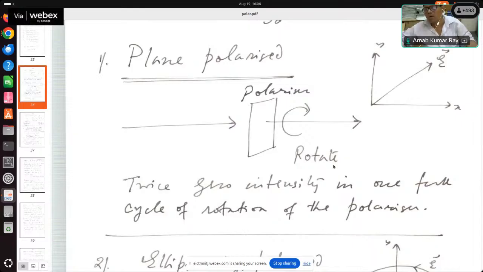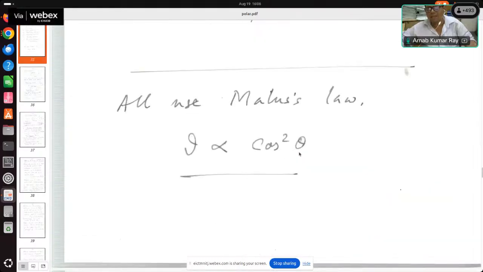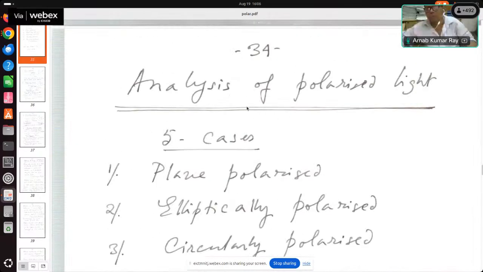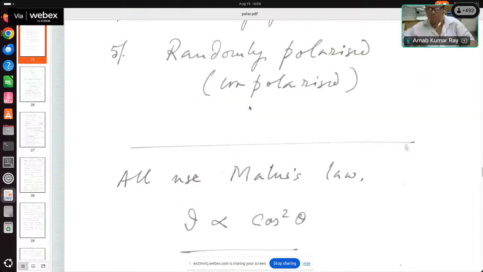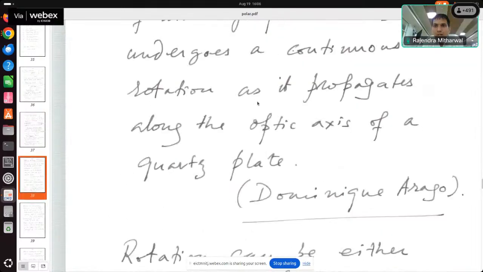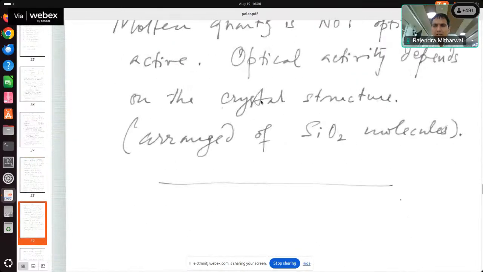So you just have to check all these things and then come to your conclusion. So this is an analysis of polarized light, all these cases have been given, page 34 in the notes. Please just go through them. Yes? So next question is how is this possible that wavelength changes but frequency remains the same?